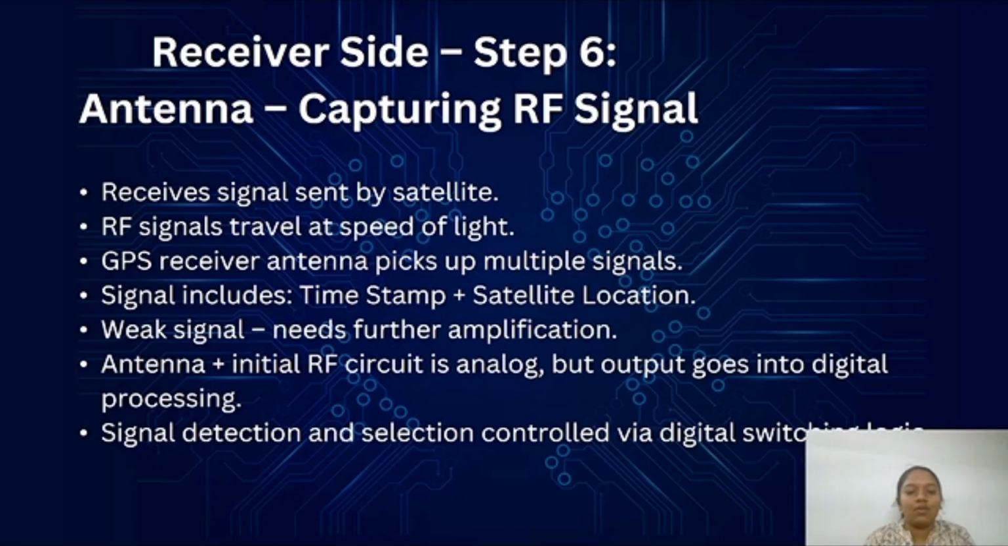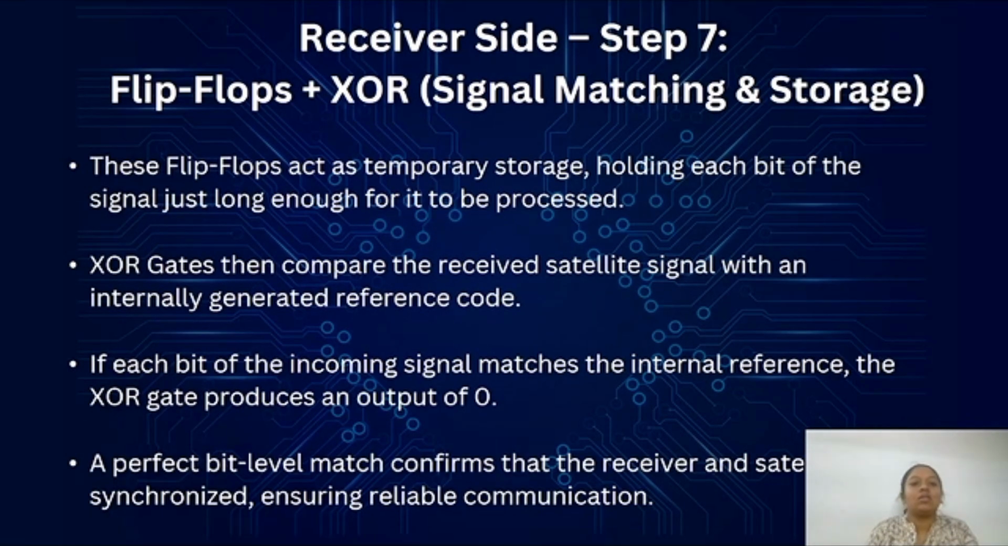The GPS receiver doesn't receive the signal from just one but from multiple satellites at the same time. Only then can it accurately calculate the exact location. From the antenna, the signal goes to the low noise amplifier and analog to digital converter, which we will see in the next slide. So next is step 7: flip-flop plus XOR is equal to signal matching and storage.